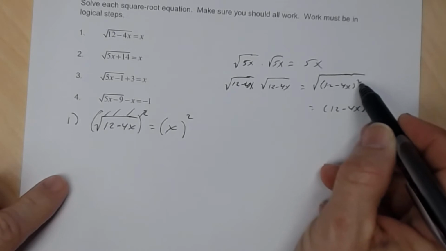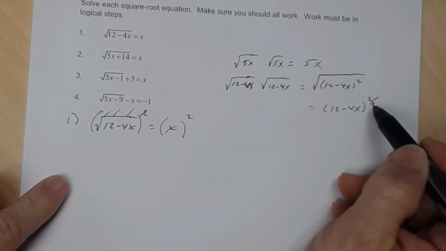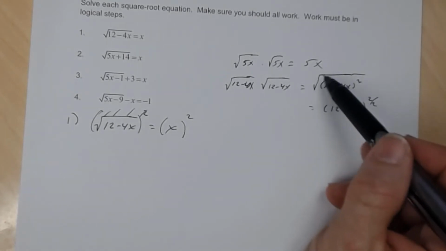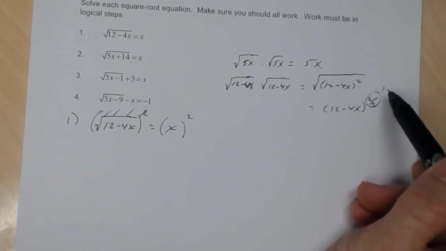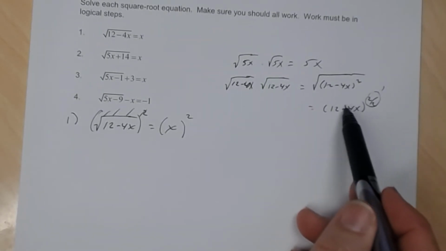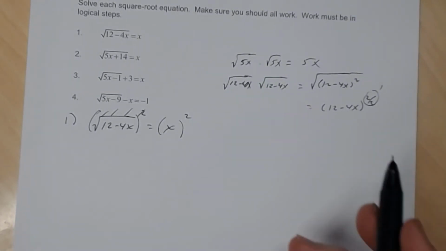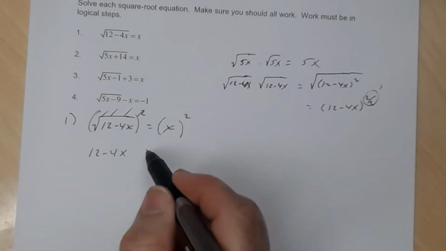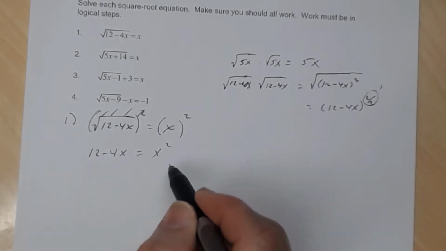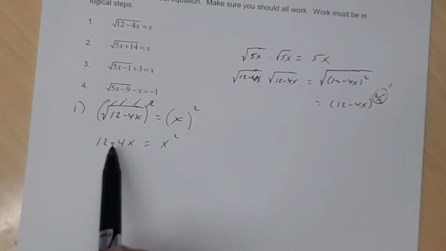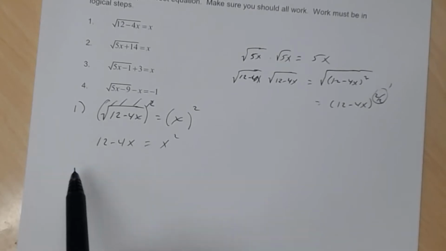So you can write a radical as a rational exponent. That's one of the lessons you had in the past. So 2 divided by 2 is 1. So this right here is just this to the first power, which is just 12 minus 4x. So this is 12 minus 4x, and that's equal to x squared. So we went from the square root equation to an equation that's quadratic. So we need to solve this quadratic equation.